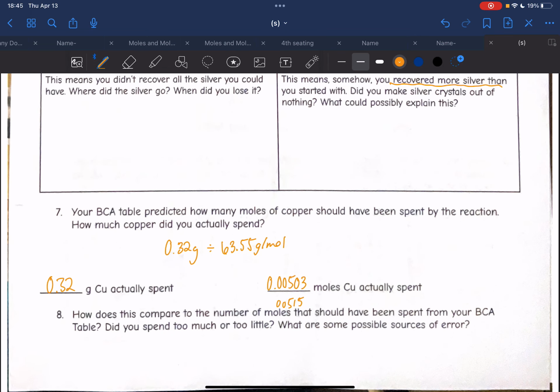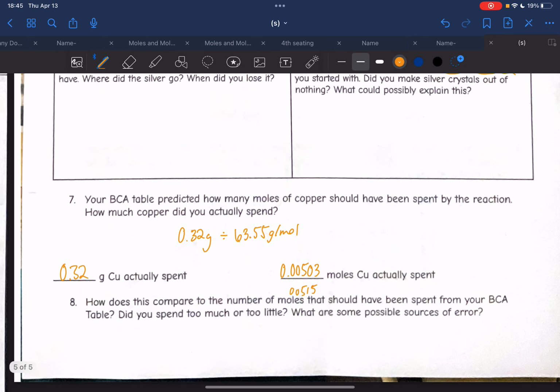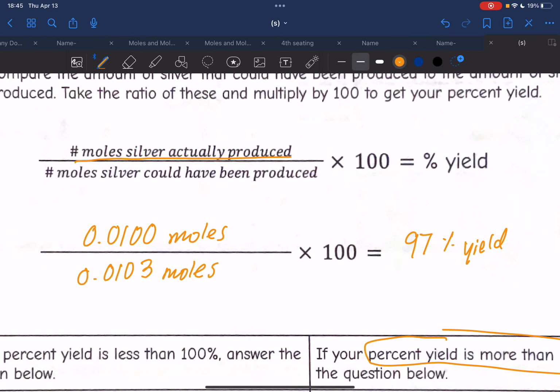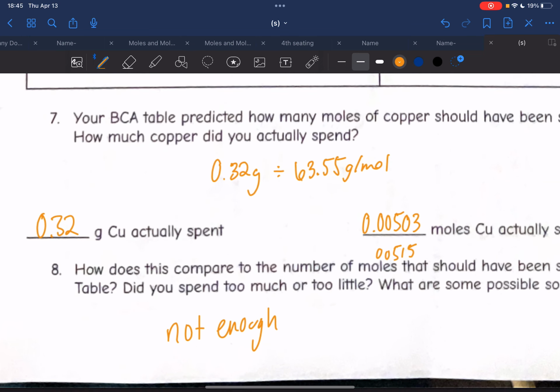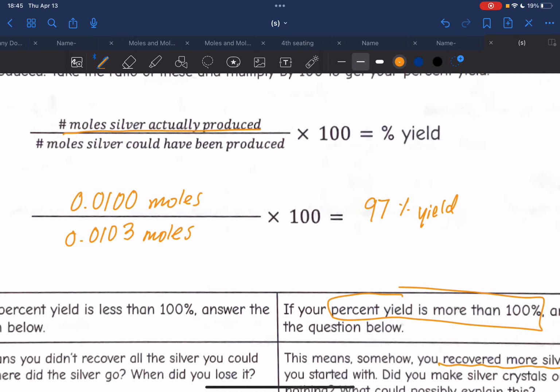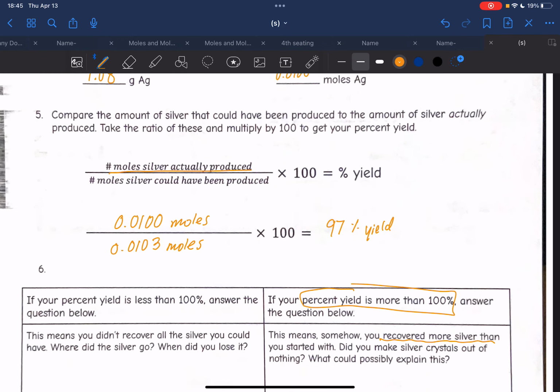So that's pretty good. Again, I did not spend quite enough. But that makes sense because I was also a little bit short, right? I didn't make all of the silver that I could have. So I think what probably happened in my case was I did not let the reaction finish. I think I said in the video that I got a little bit impatient and I just wanted to move on with my day. So if I had let it sit for another 10 or 15 minutes, I probably could have gotten even closer to 100% yield, maybe 99. But 97, I'm pretty happy with that.